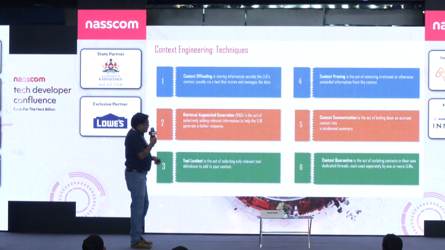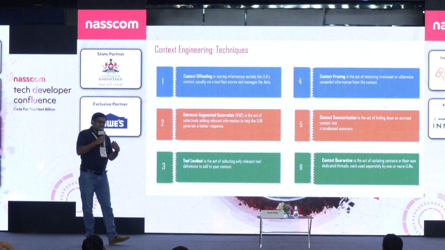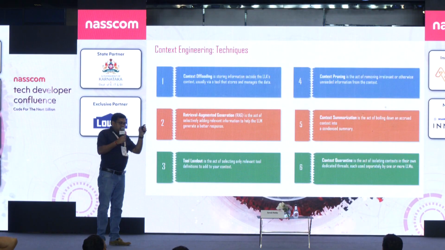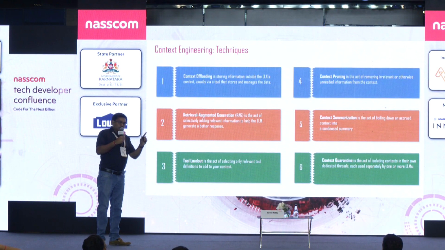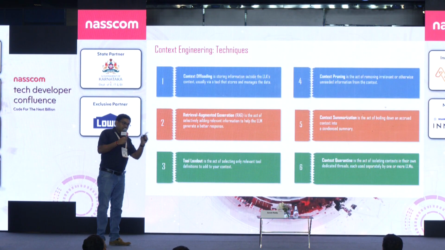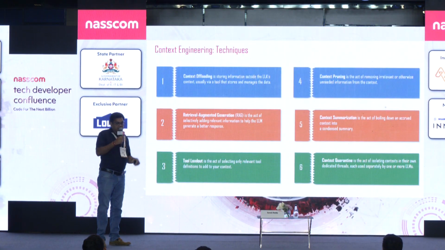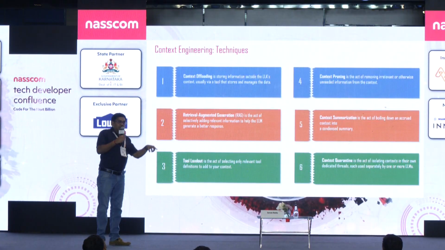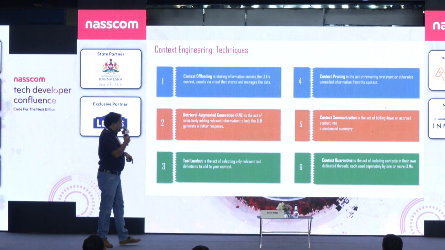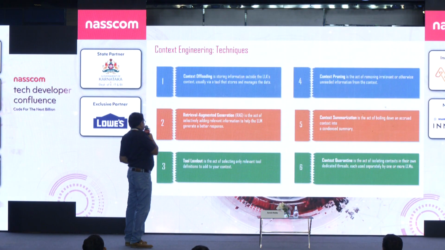So context quarantine is basically isolating. Like if you have multiple tasks, like booking this hotel, again, I'm going back to the same example, but booking the hotel, you give it to a different agent, and booking the flight to a different agent, and booking something else to a different agent, so that each of them maintains their own context, so that the likelihood of the model getting confused is going to be minimal.